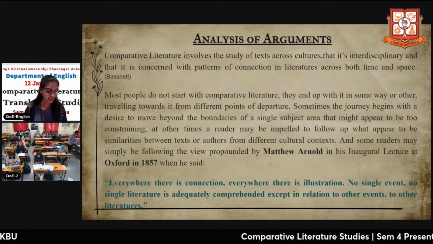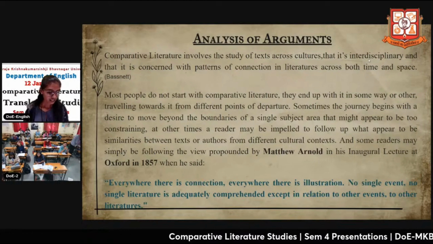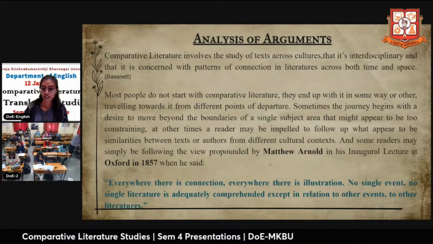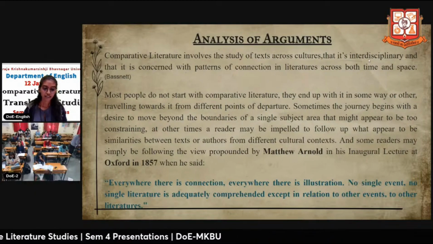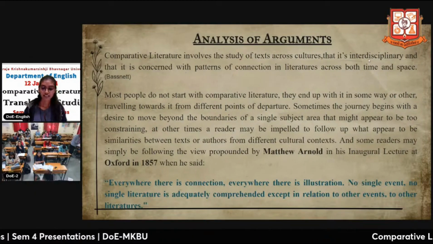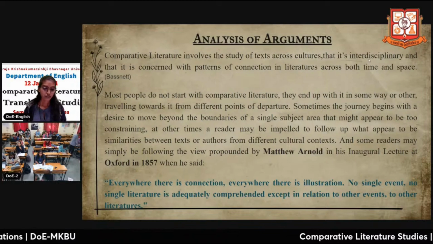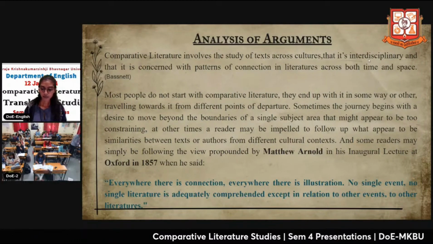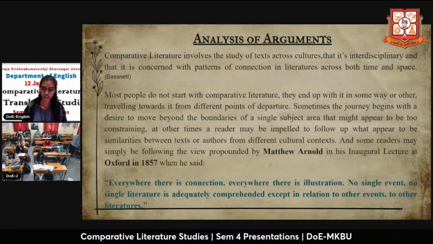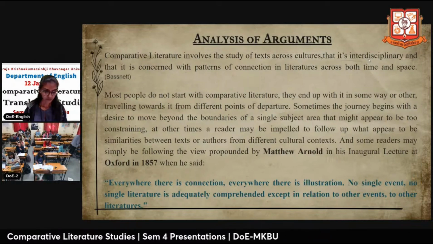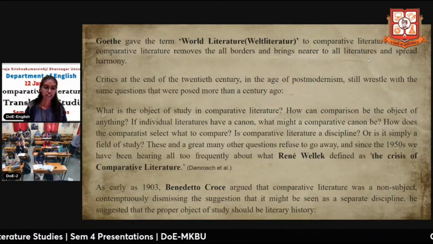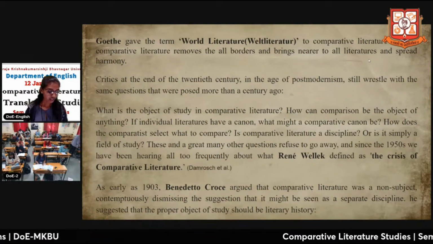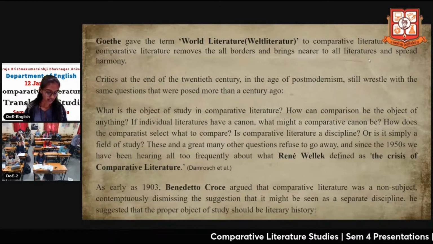This journey is reminiscent of Matthew Arnold's idea that everywhere there is connection, everywhere there is illustration. No single event, no single literature is adequately comprehended except in relation to other events, to other literatures. There is also a reference to Goethe, who coined the term world literature, in relation to comparative literature.